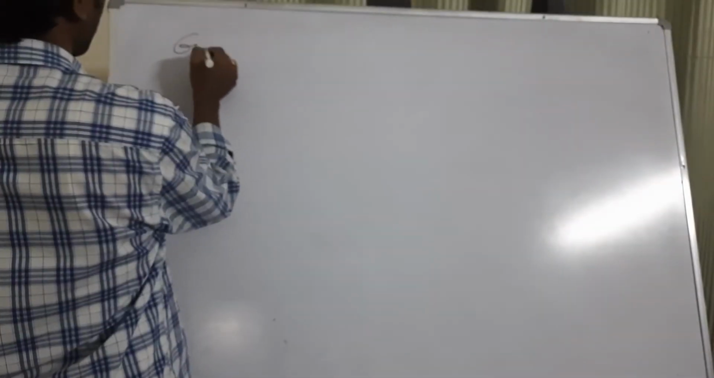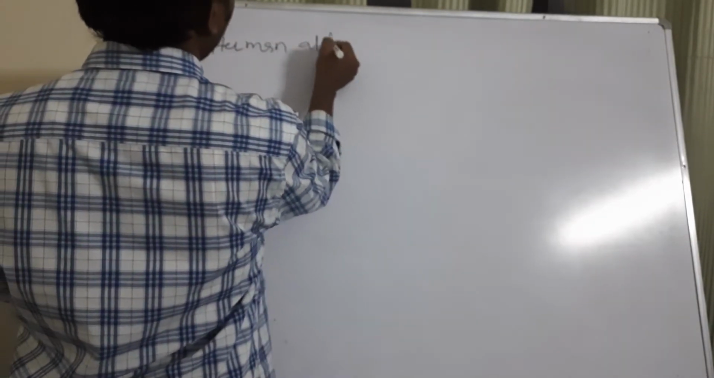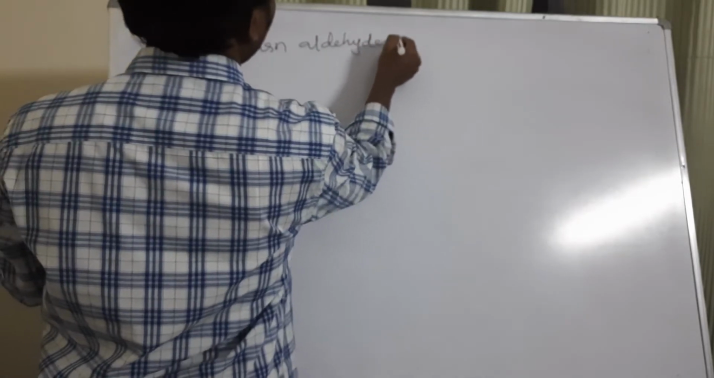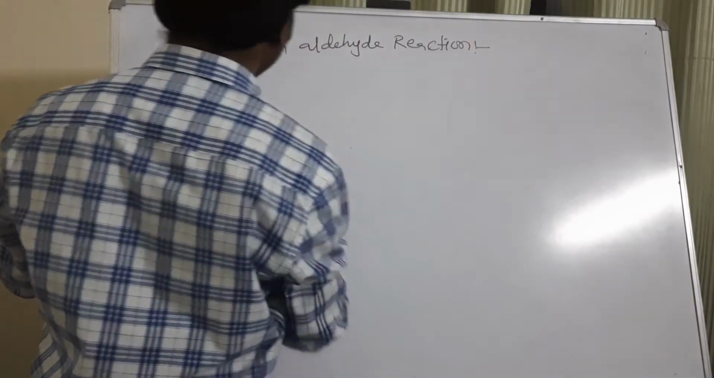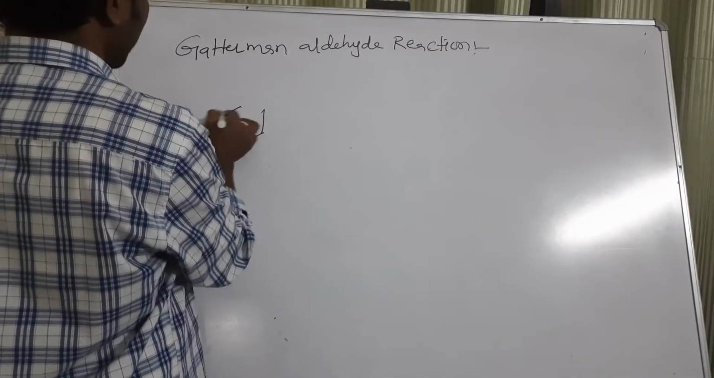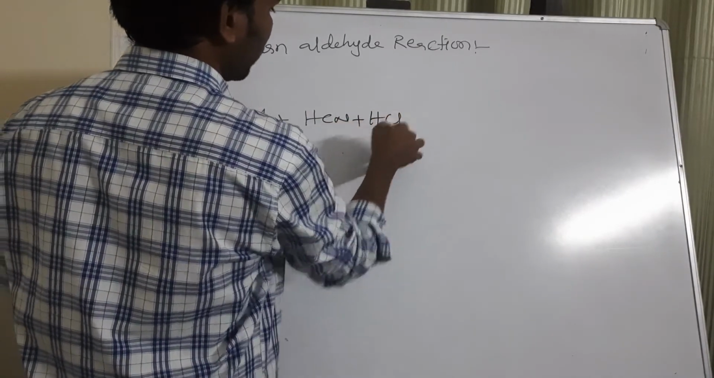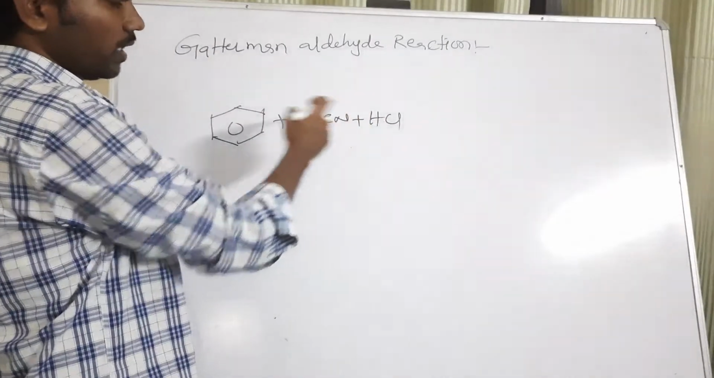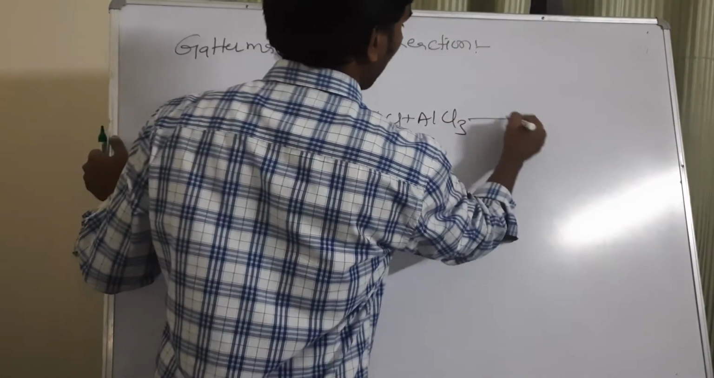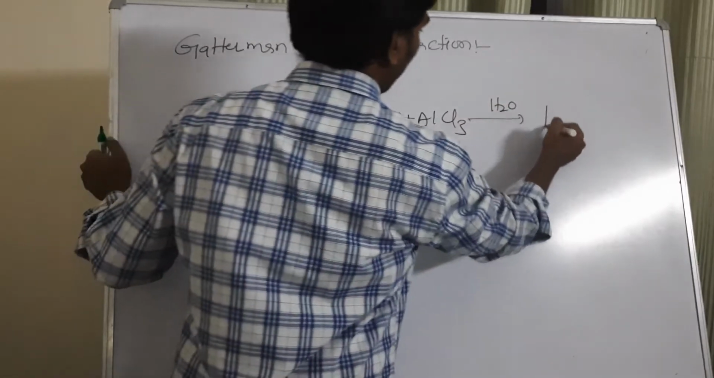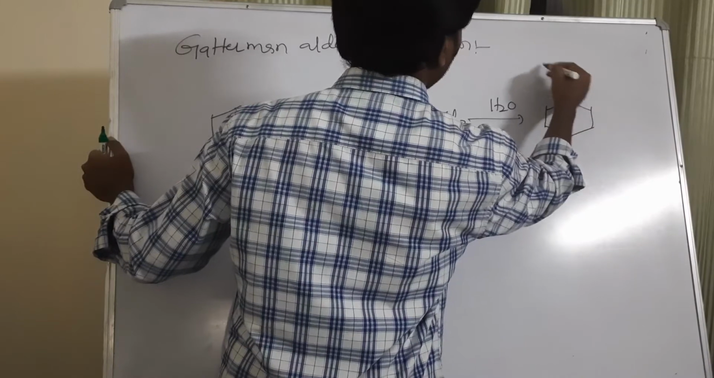Next is Gattermann aldehyde reaction. Next reaction is Gattermann aldehyde reaction. In Gattermann aldehyde reaction benzene will react with hydrogen cyanide and hydrogen chloride, in AlCl3, okay. So this compound undergoes hydrolysis to form benzaldehyde. This is Gattermann reaction, simple reaction, C double bond OH will come.